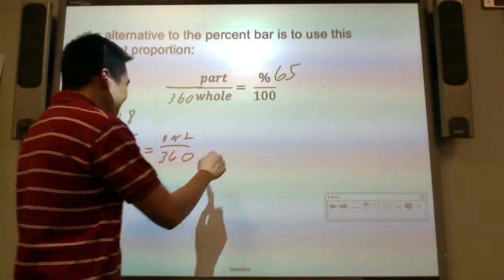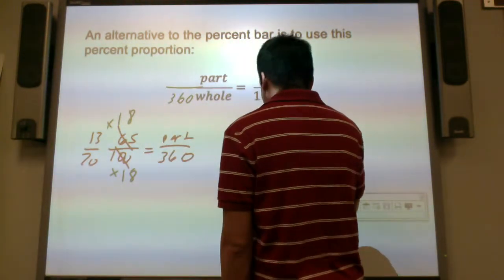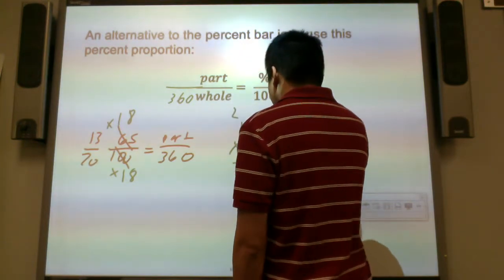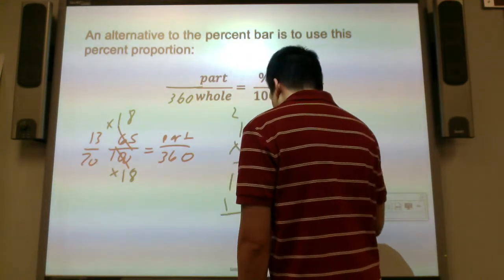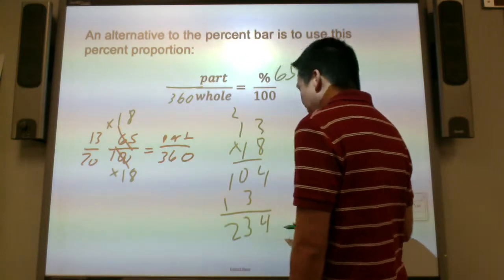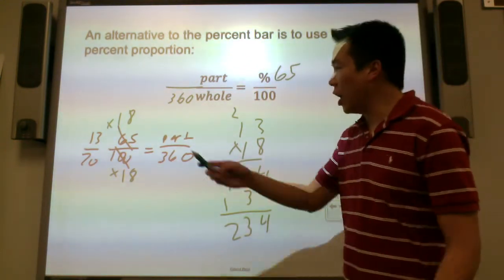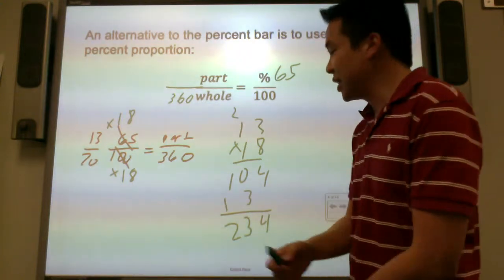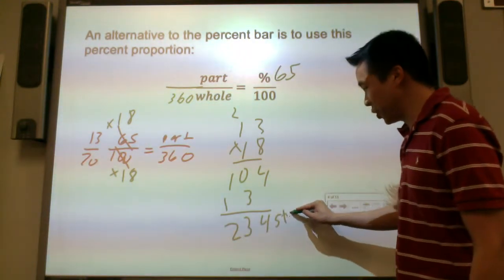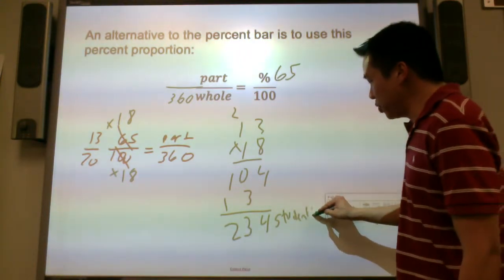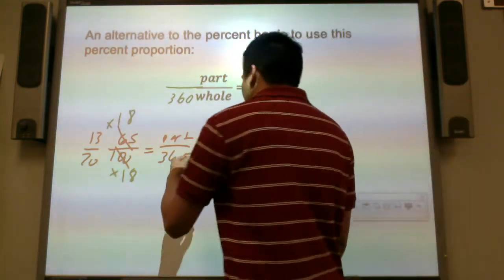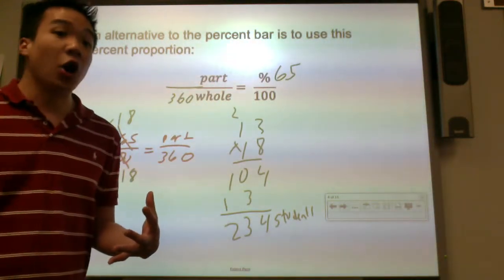So what is 13 times 18? That's 234. So 234 is the part of the students. So 65% of 360 students is 234 students. So using the percent proportion, you're able to find the part of the whole.